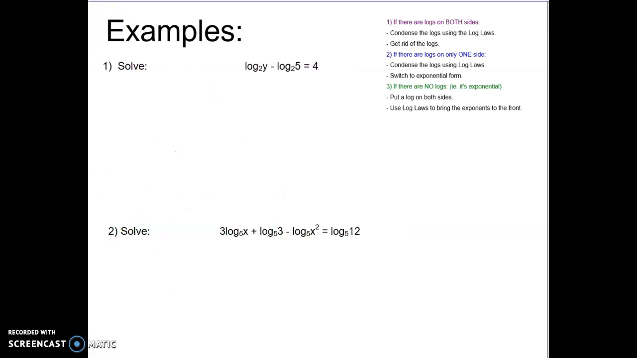Alright, so let's try some examples here. Example 1, solve for y. Notice here that I have logs on only one side of the equation. So I'm looking at the second situation, there's logs on only one side. The first thing I'm going to do is condense the logs using the laws. I see that they're subtracting between these, and remember, to condense them, we divide. So this becomes log of y divided by 5 with the base 2 equals 4.